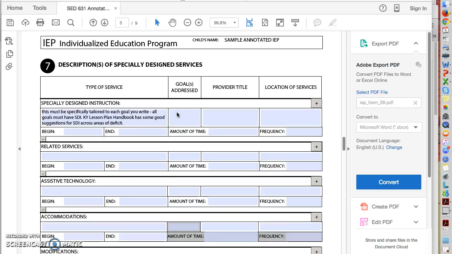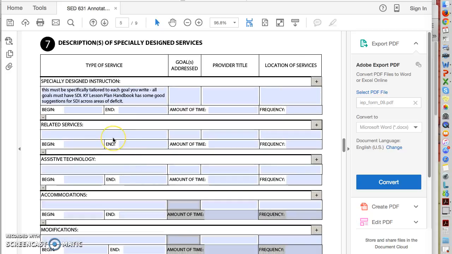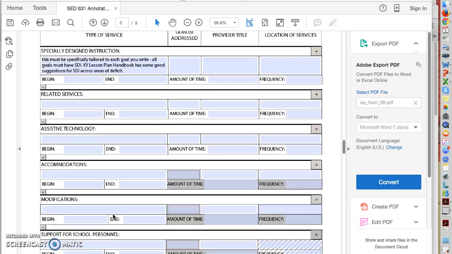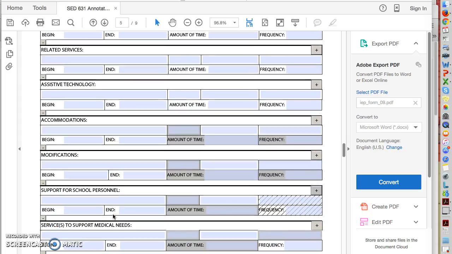And then if the student also qualifies as having ADHD, and so they qualify under other health impairment, and you've got some specific specially designed instruction in that area, then that might be goal 3, and so you would have another section of specially designed instruction. You'll want to make sure you include all the related services and assistive technology, any accommodations or modifications that the student might require, as well as supports for school personnel.